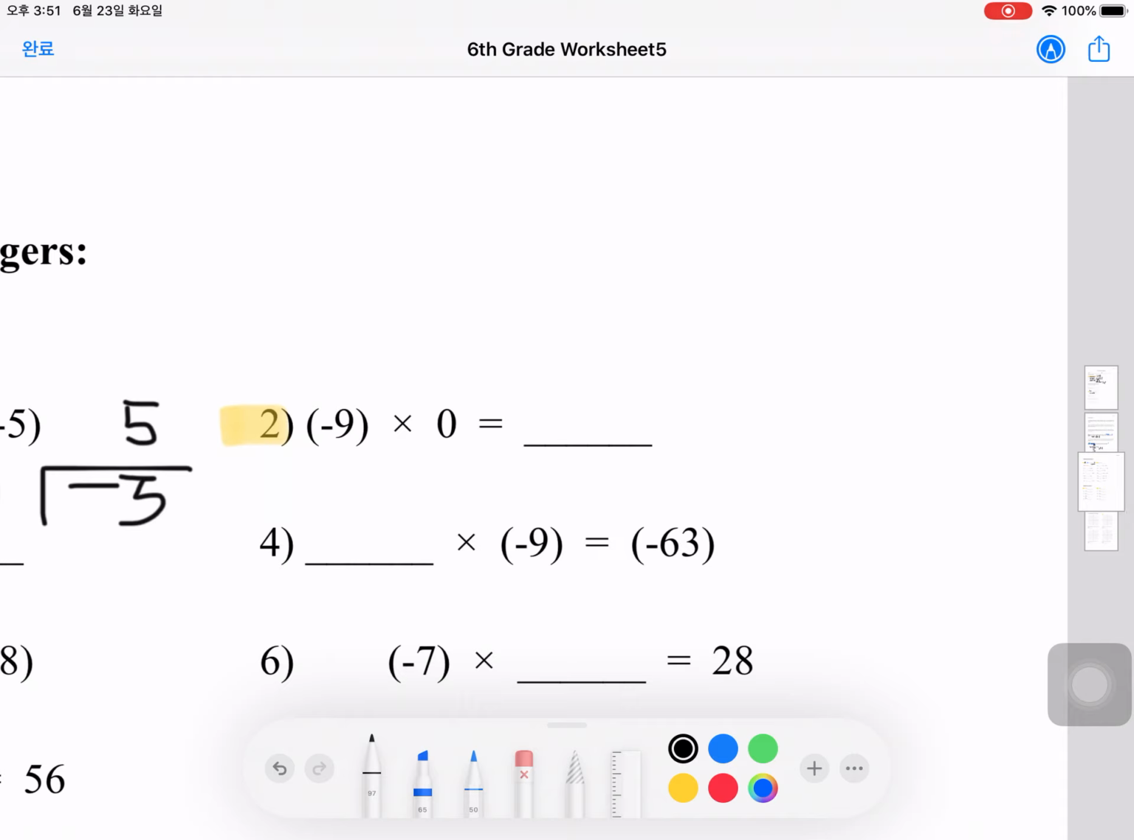-9 times 0. Something to know here is anytime any number is multiplied by 0, the answer will always be 0. So, -9 times 0 will also come out to 0.